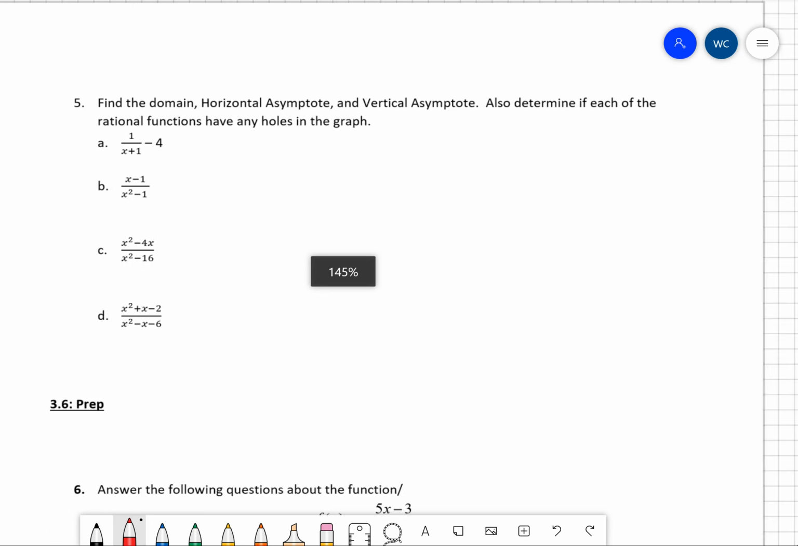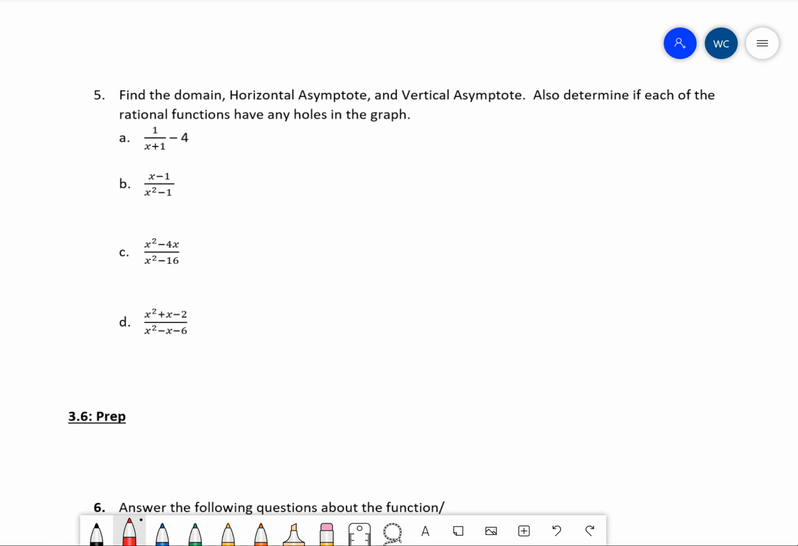Okay, so question 5. It says, find the domain, the horizontal asymptote, and the vertical asymptote. And we're also going to determine if each of the rational functions have any holes in the graph. Well, what does that mean? First, I need to figure out what my denominator would be.